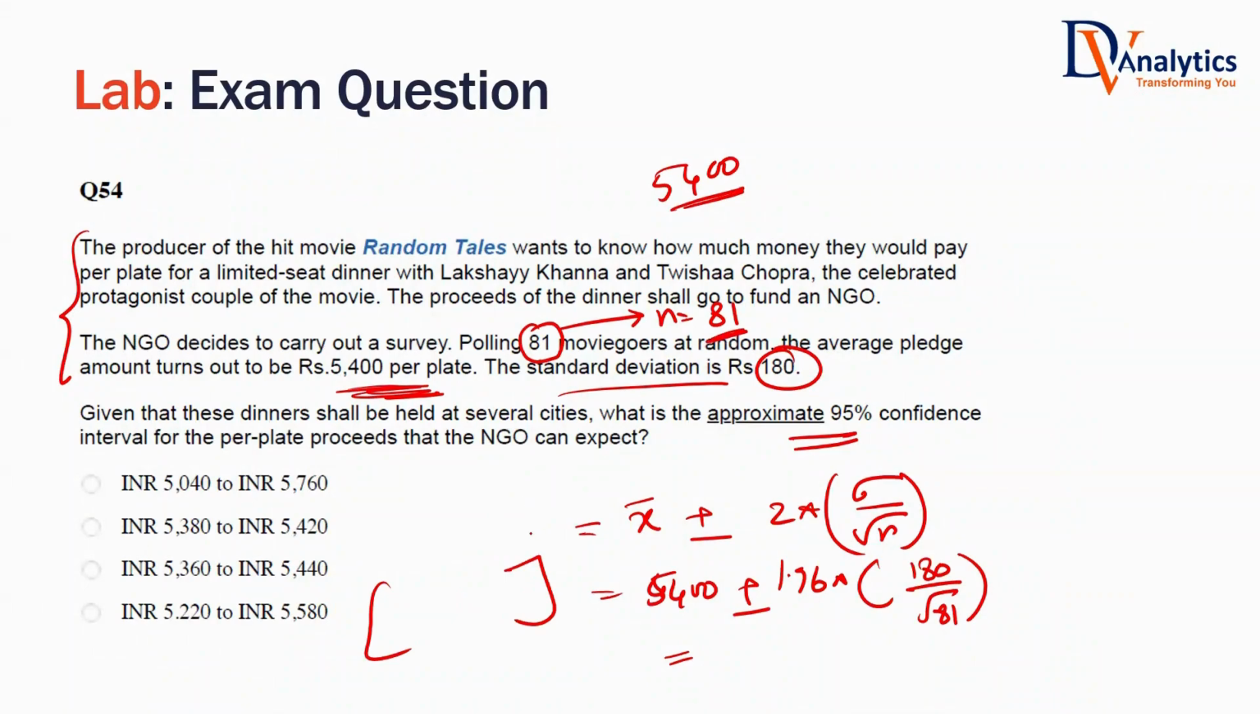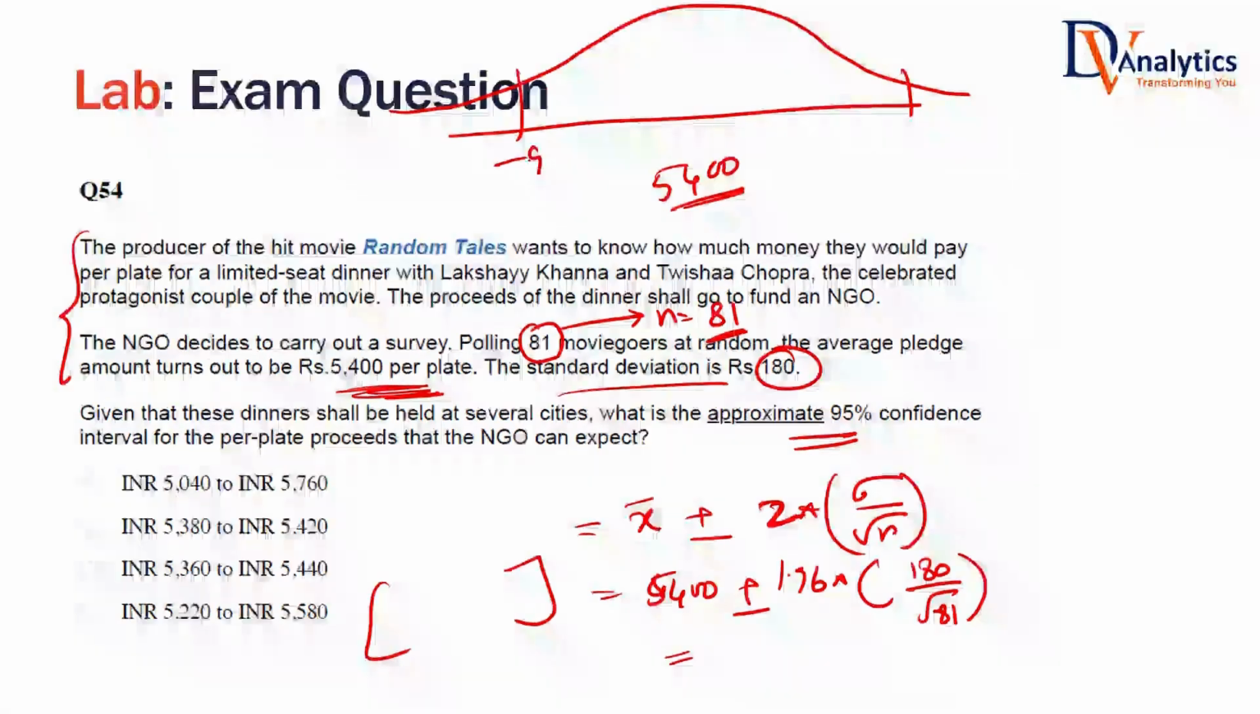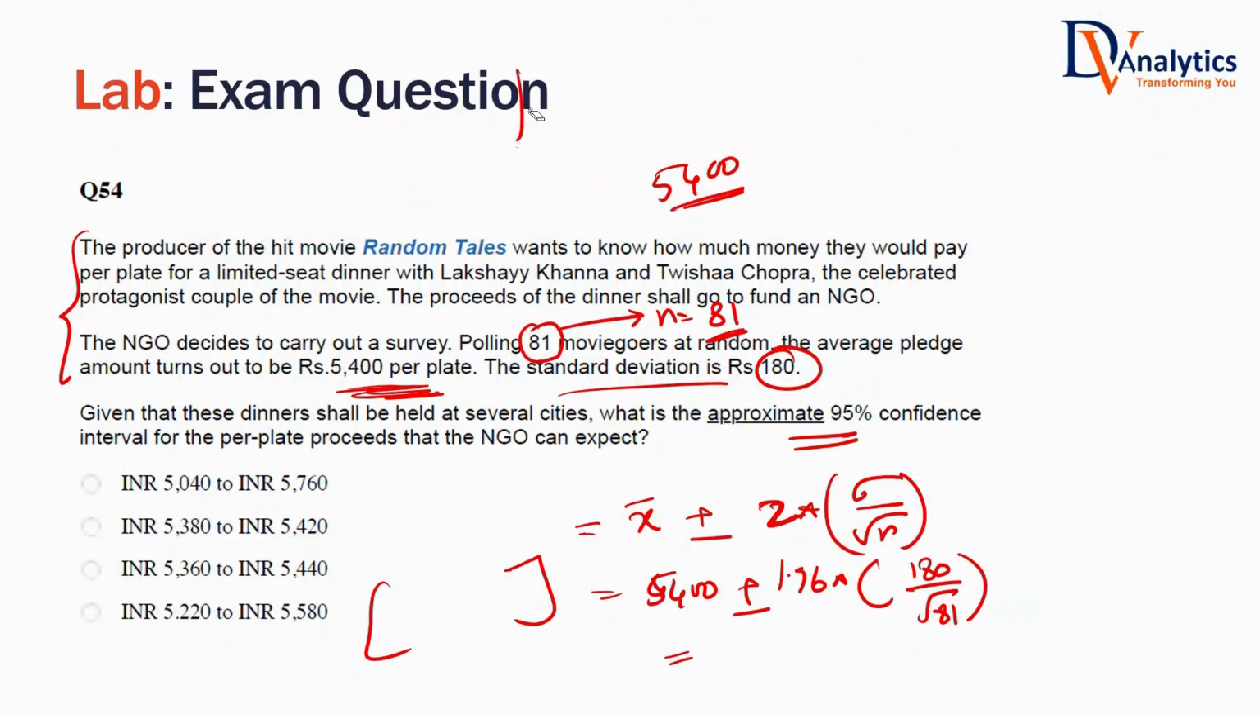Where is the 1.96 coming from? It is the z value for the 95% confidence limit. So 95% of the data lies somewhere between minus 1.96 and plus 1.96. Roughly we call it 2 sigma, but it is actually 1.96 sigma. That is where 95% of the data lies.